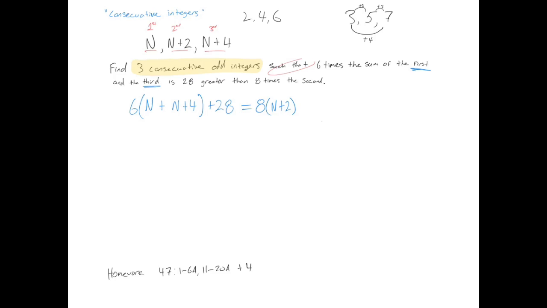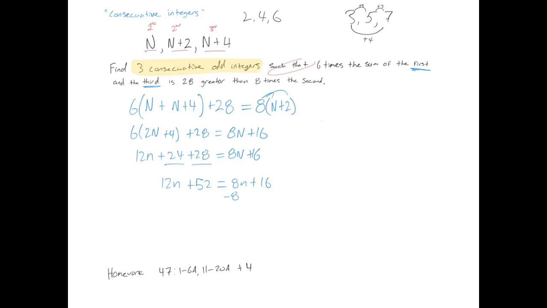Simplify inside parentheses as much as we can first. This is going to be 6 times 2n plus 4 plus 28 is equal to, I'll go and distribute on the right, 8n plus 16. Distributing on the left, this is going to give me 12n plus 24 plus 28 is equal to 8n plus 16. Combining like terms on the left, 12n plus 52 is equal to 8n plus 16.